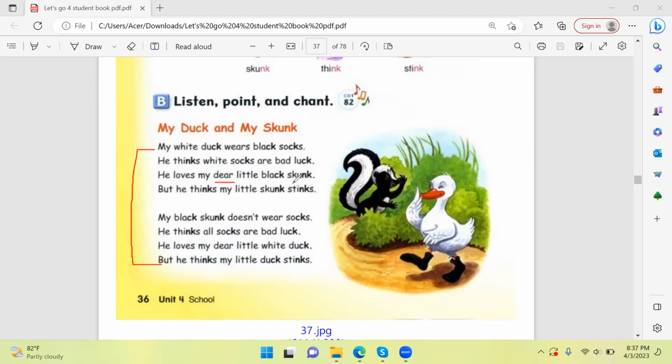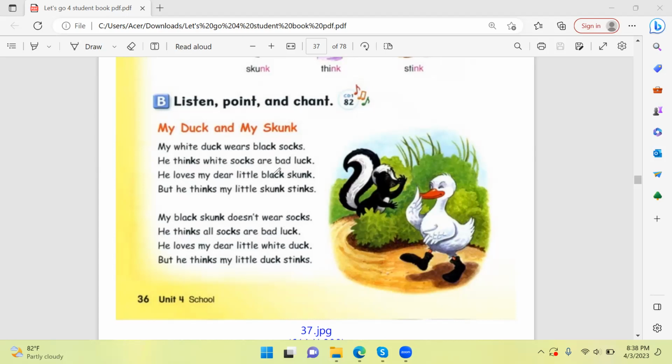Little black cars. Skunk. Kong. But he thinks my little Kong stinks. My little Kong stinks. My Kong doesn't wear socks. See, he thinks a sock and a blood loss. He loves my little white duck, but he thinks my little duck stinks. My little duck stinks. Okay, very good.